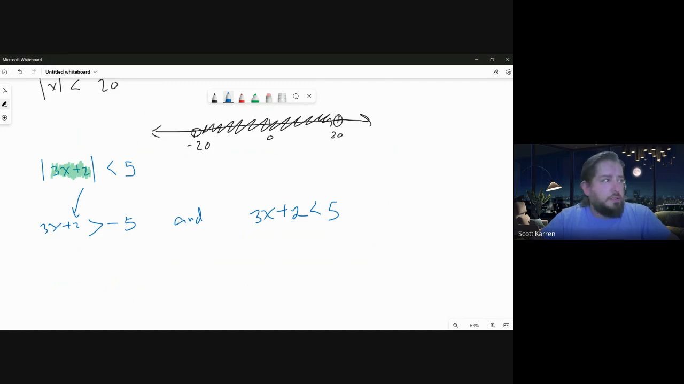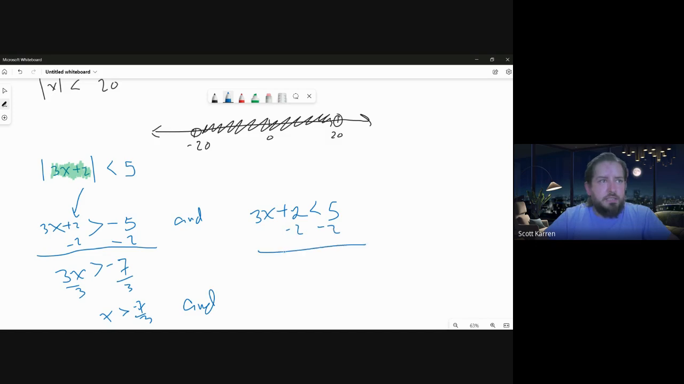And I can solve each one of these, right? Subtract 2 on the left inequality. That gives me 3x is greater than negative 7. Sorry, jumping the gun here. Divide each side by 3, and I get x is greater than negative 7/3. On the other one, subtract 2 from both sides, and I get 3x is less than 3. Then if I divide each side by 3, I've got x is less than 1.